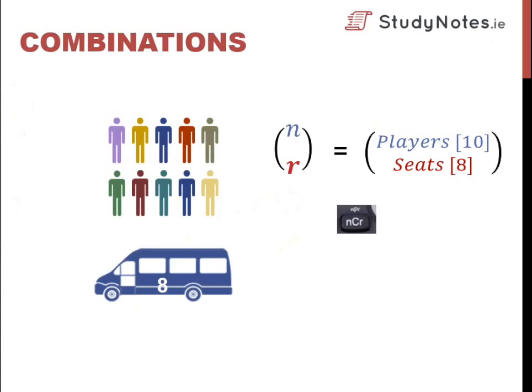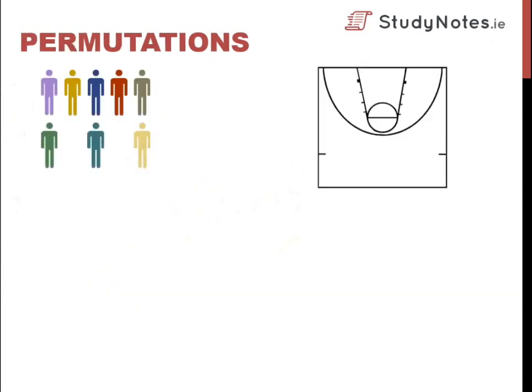So we can key this into our calculator and we find out that there are 45 possible combinations, each one having a different set of 8 players. The key part to recognize here is that the order the players sit in their seats won't matter at all. But what happens when they get to the game?